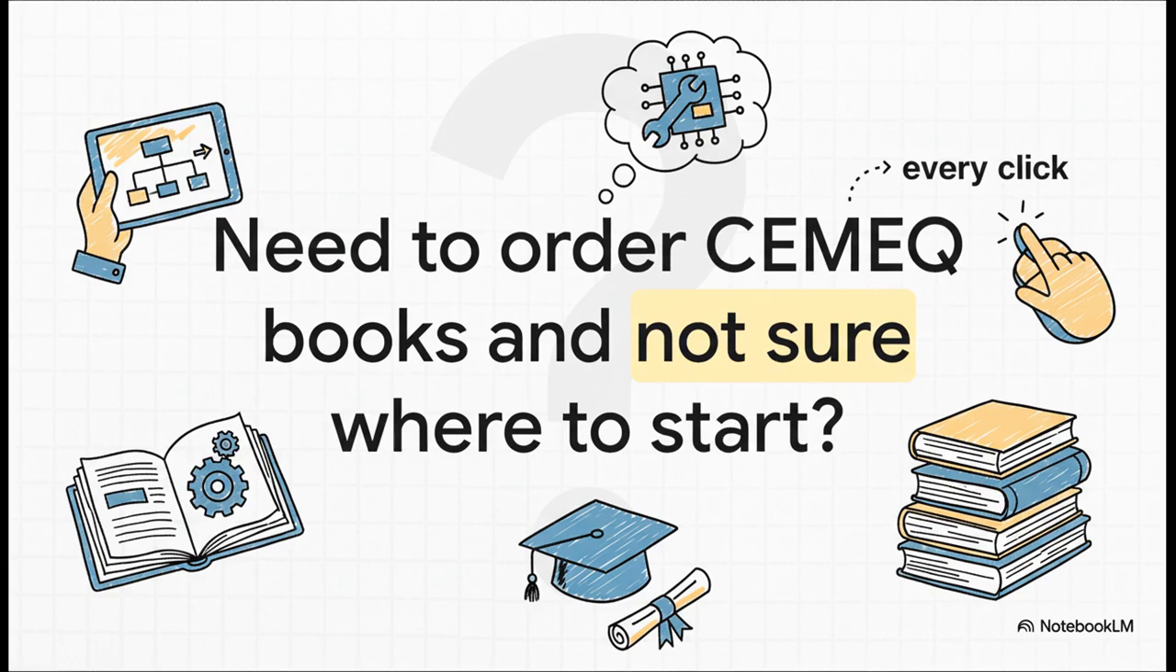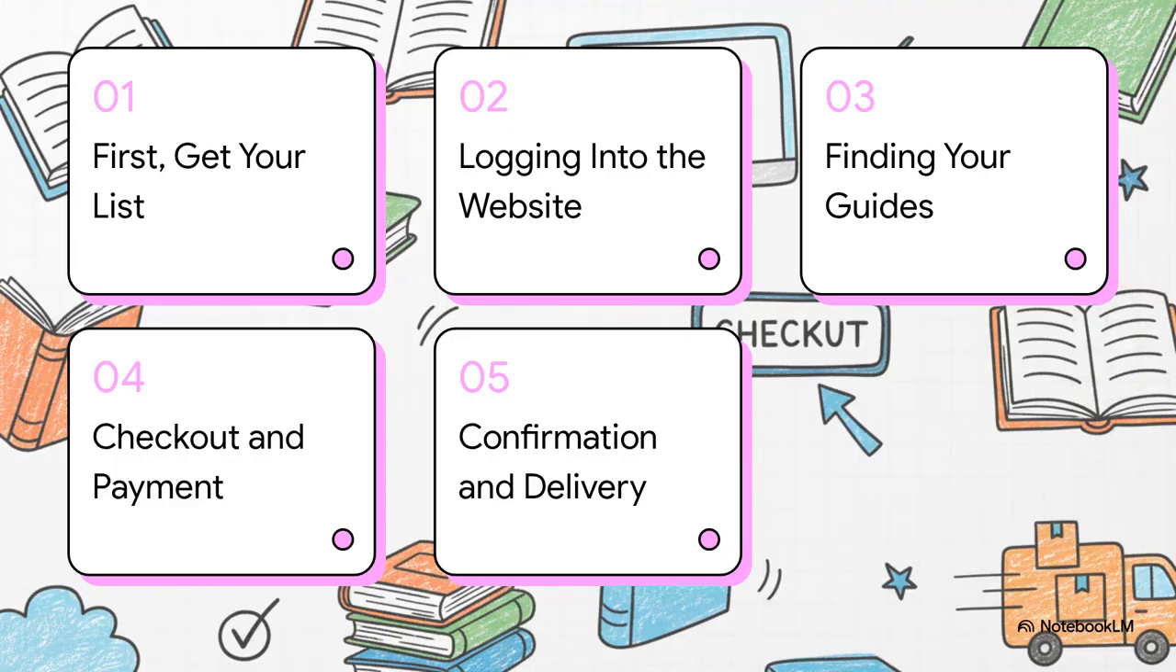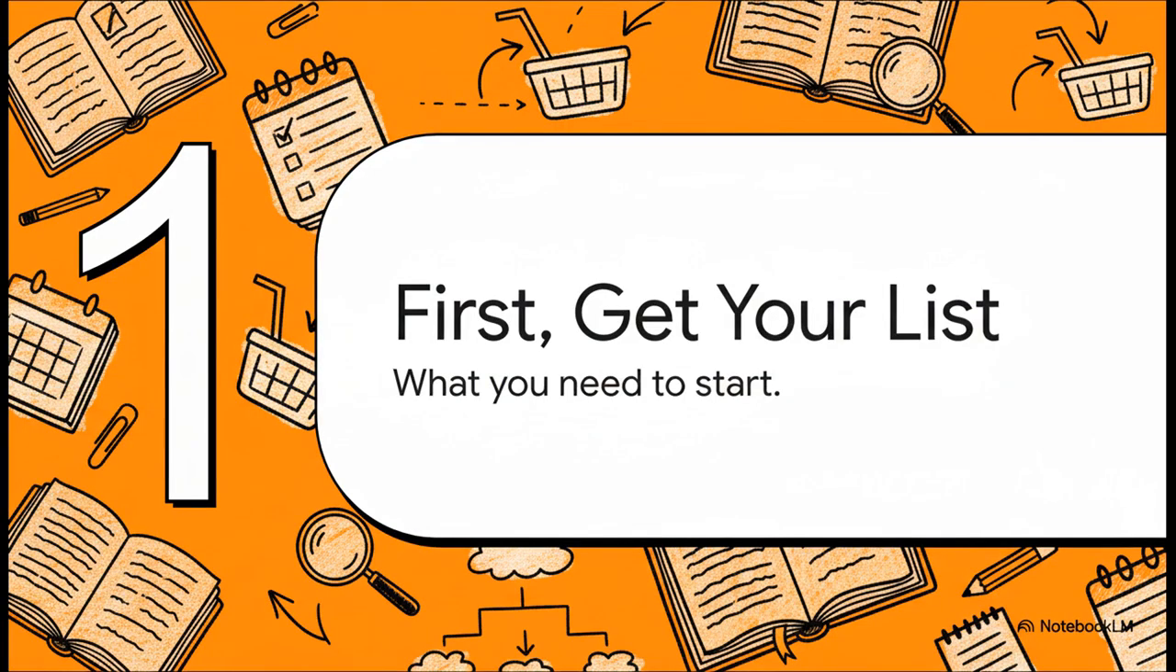We're here to walk you through it, click by click, so you can get your stuff and focus on what really matters, your training. We're going to break this down into 5 super simple parts. First, we'll cover what you need to get ready, then how to log in, find your books, go through the whole checkout process, and finally, what to expect once they're on their way. All right, let's dive right in.